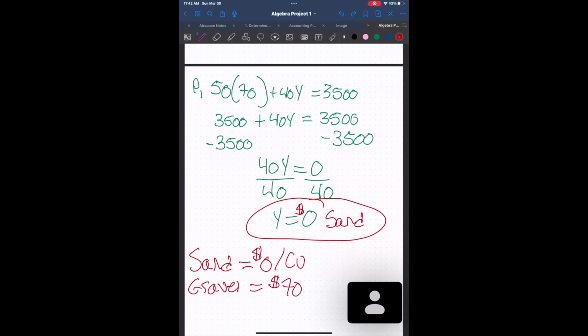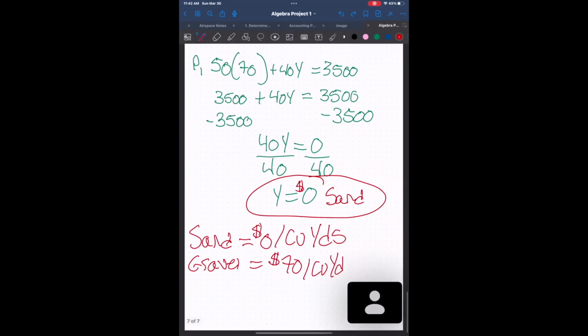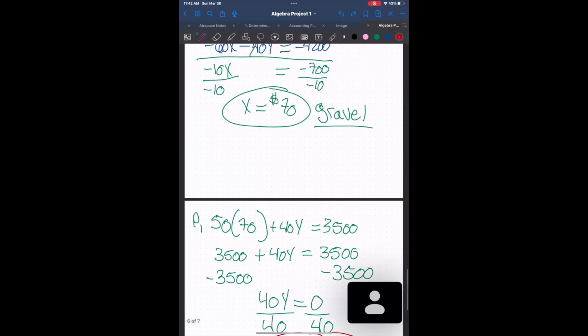These are both cubic yards. Maybe this is good, maybe this is bad for him, I'm not sure. But again, it's applicable because we paid a bunch of bills, and now we want to find out exactly why and how we paid for them.